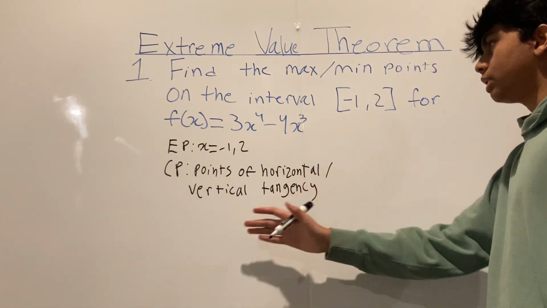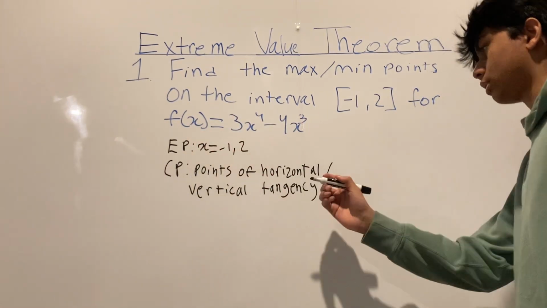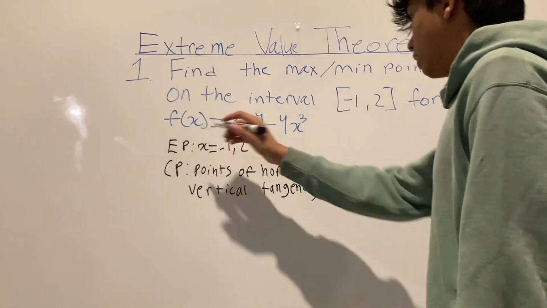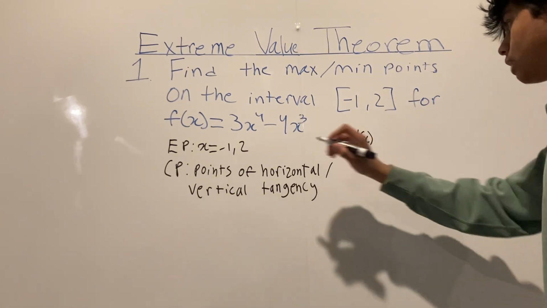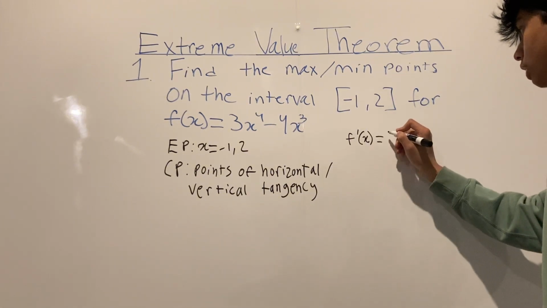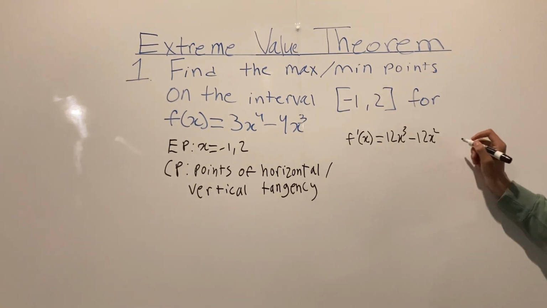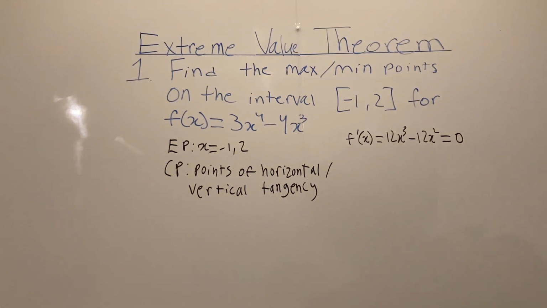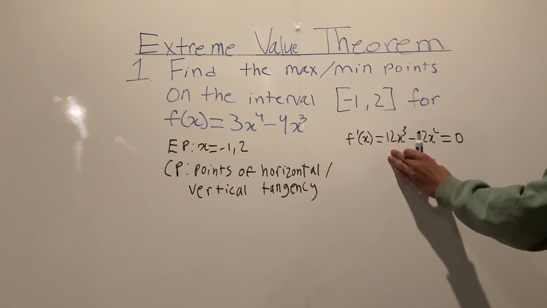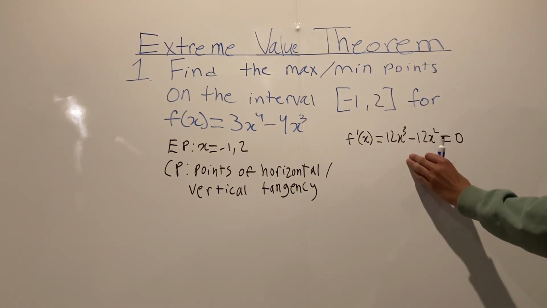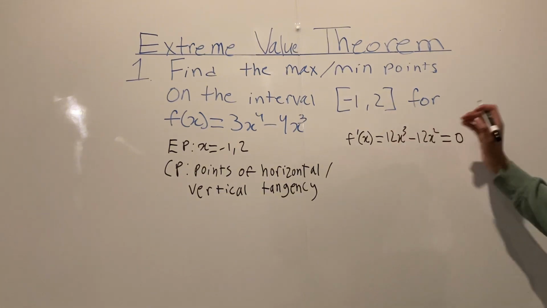So to find that, we need to find f prime of x equals 0 and solve for x. So first, let's find f prime of x. Just by using the power rule, the derivative of f of x is 12x cubed minus 12x squared. Now we're going to set this equal to 0. You'll see there are no points where it's undefined because there's nothing in the denominator.